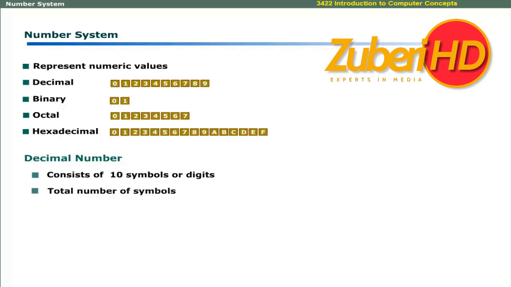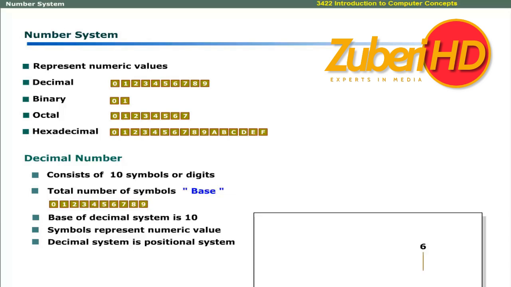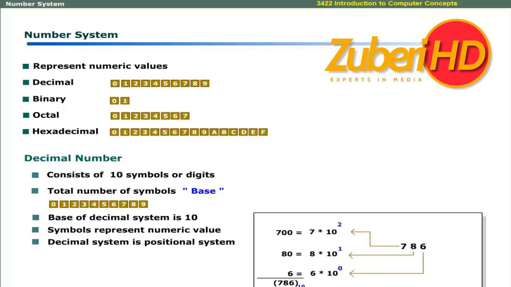The total number of symbols in a number system is known as the base of that number system. Since there are 10 symbols in decimal number system, its base is 10. Each of these symbols or combination of symbols represents a numeric value. Decimal system is a positional system, and each number is represented in the powers of its base.